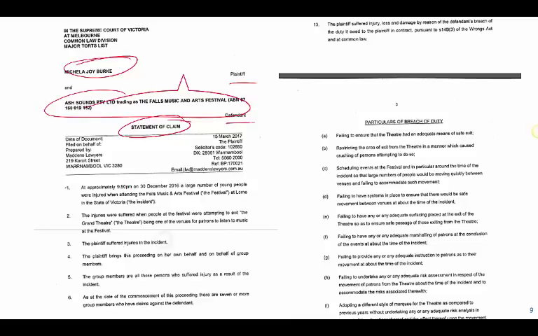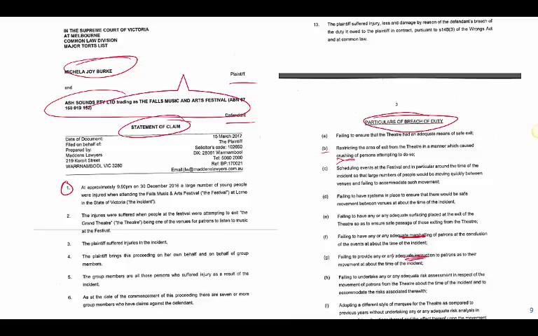At approximately 9:50 p.m. on 30th of December, a large number of young people were injured at the Falls Festival at Lawn, and so forth. And then you'll see here we get to particulars of breach of duty. We are claiming that you failed to ensure the theatre had an adequate safe exit. We are claiming that you restricted the area of exit in a manner which caused crushing, and so on. We are claiming that you failed to have adequate marshalling. We are claiming that you failed to provide adequate instruction to patrons about movement, etc., etc.